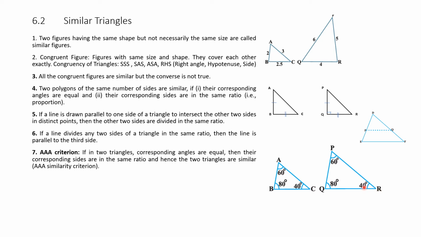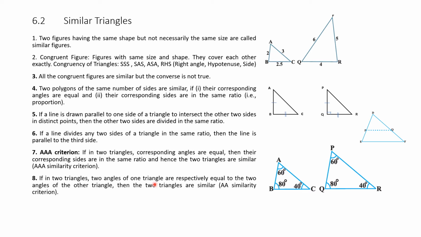Hence, the criterion angle, angle, angle. That is, three angles are the same. So I will read this criterion once again. If in two triangles corresponding angles are equal, then their corresponding sides are in the same ratio. Hence, the two triangles are similar. So please remember this.